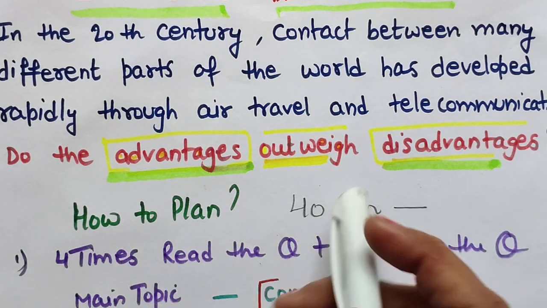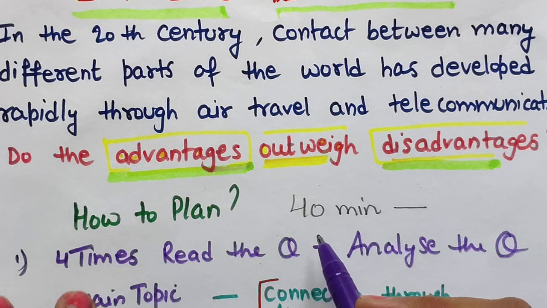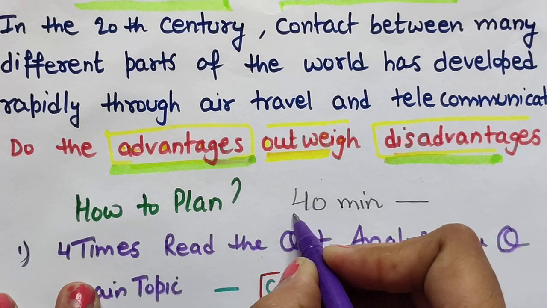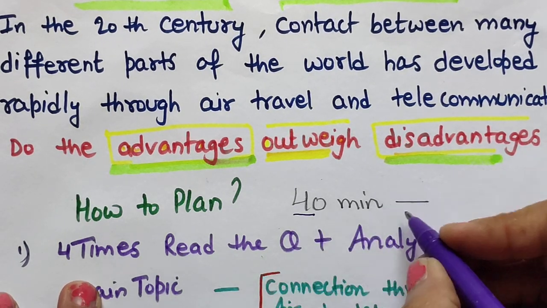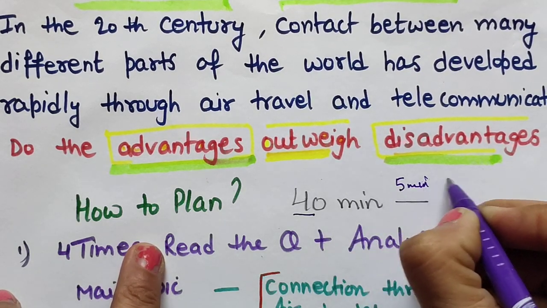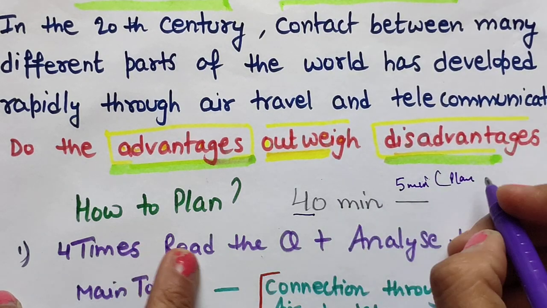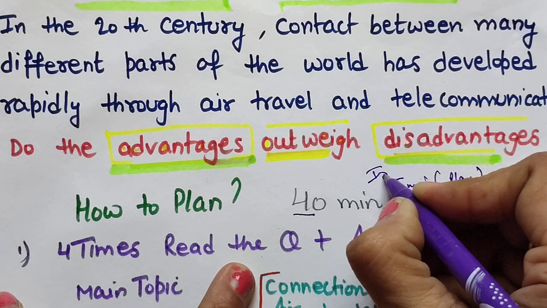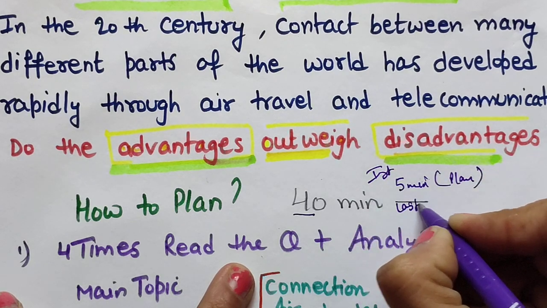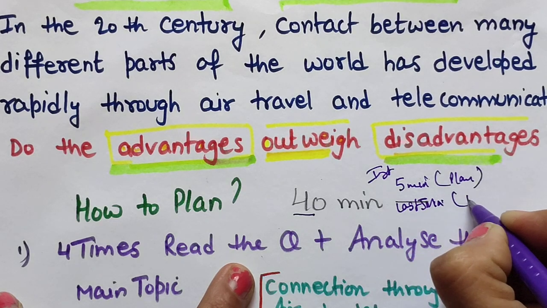Okay, now coming to the main part, how to plan your essay. Within 5 minutes you do it, your practical. Of course you know 40 minutes have been provided here for writing the essay. So the first 5 minutes we will be doing planning. Planning includes everything I will tell you, in the first 5 minutes. Okay, the last 5 minutes, what are you going to do with these 5 minutes?